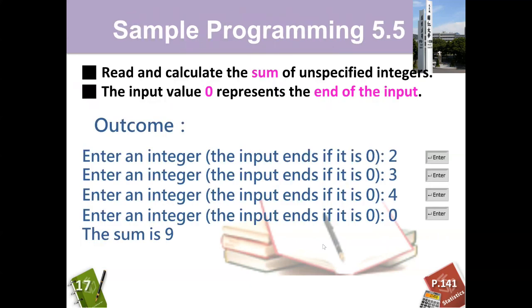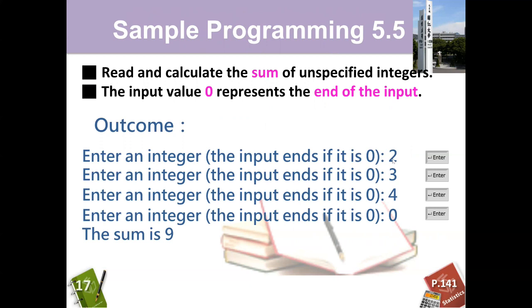Okay, so there is an example in your textbook, page 141. We want to read and calculate the sum of an unspecified number of integers, because we don't know how many integers the user will enter. But we hint to the user that when the input value is 0, it represents the end of the input. For example, we will ask the question again and again many times until the user inputs 0.